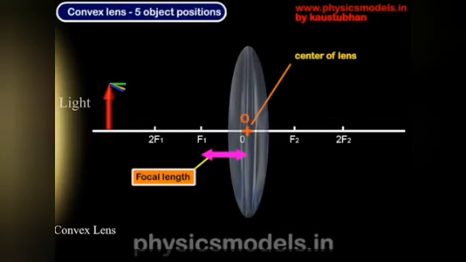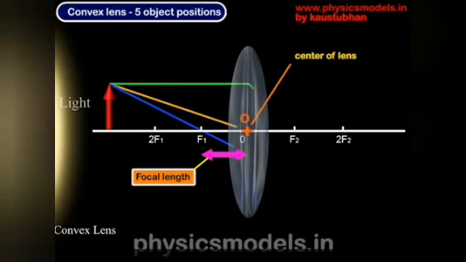So now the object is stabilized and we do the same thing that we did before. We draw a green ray parallel to the principal axis, another colored ray passing through the center of the lens, and a blue ray passing through f1. They will behave as they behaved before. The green ray passes through f2, the orange ray continues, and the blue ray becomes parallel to the principal axis, and they're all meeting at a point.